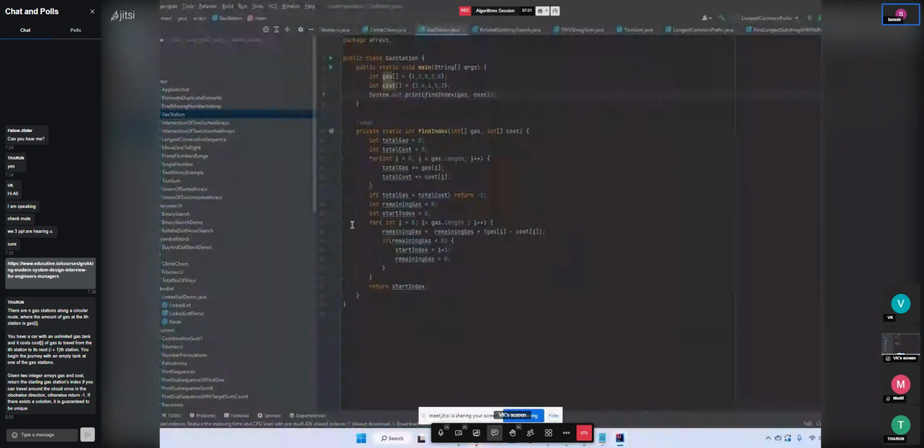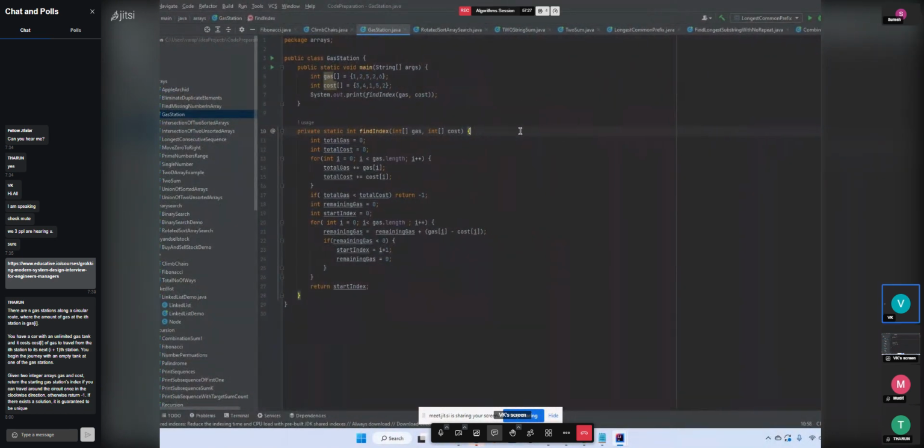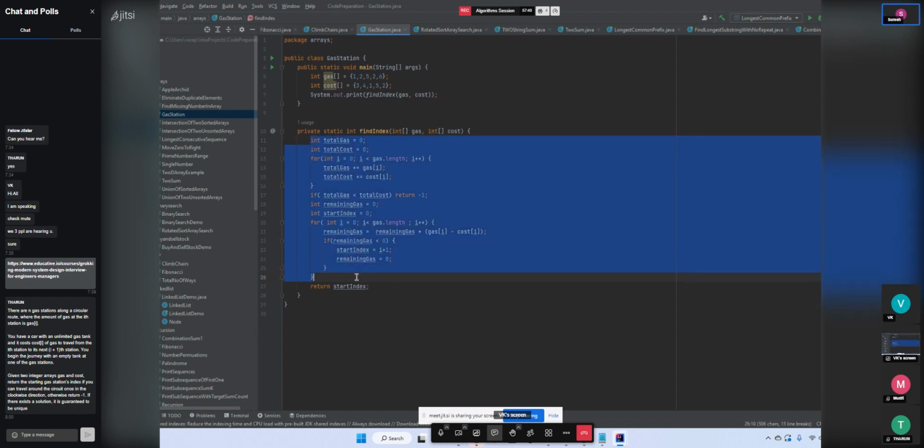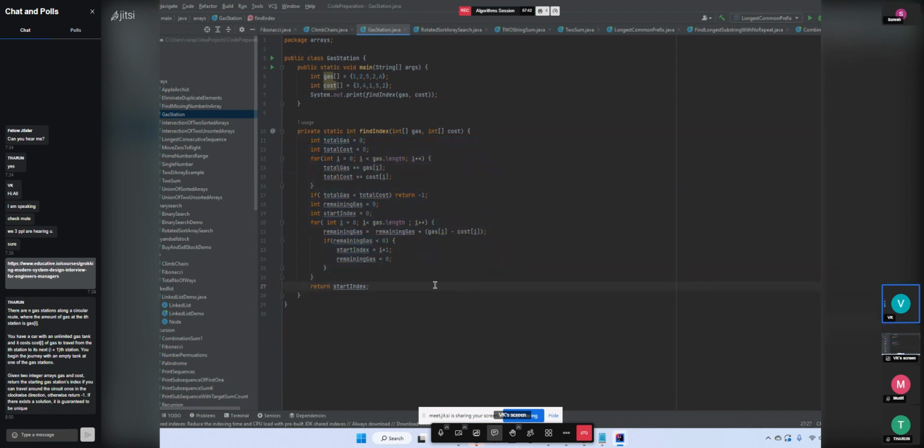Are you able to see? Yes, very nice. Okay, gas station problem. I think this gas station problem ended up with Big O of n, not n square. It's n only. Order of n. Okay, okay.